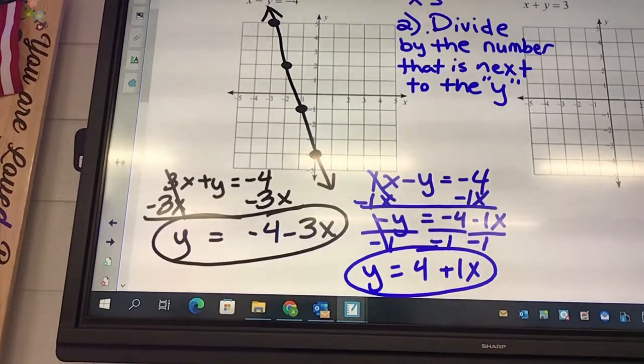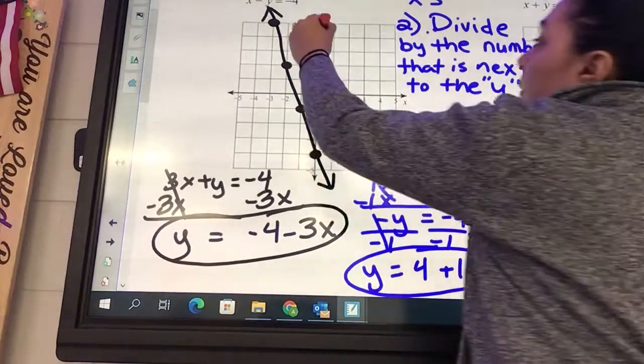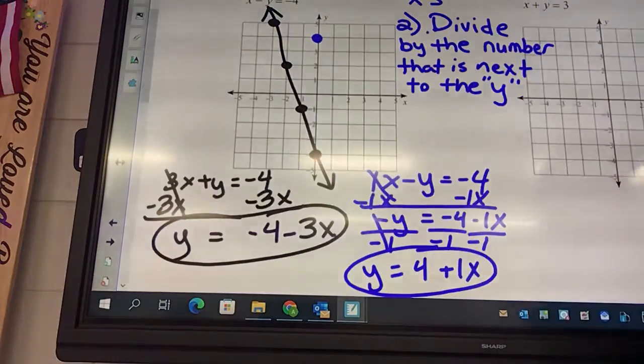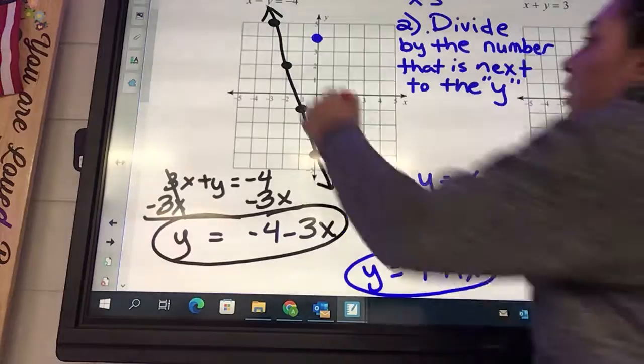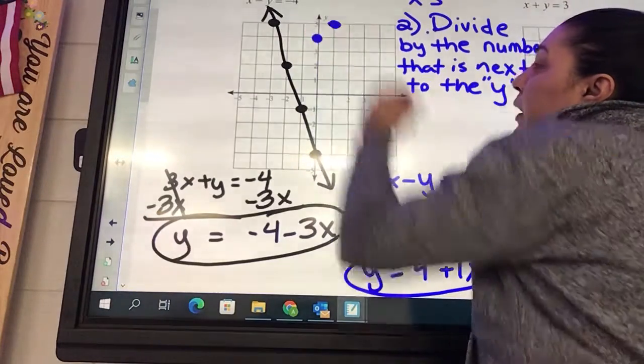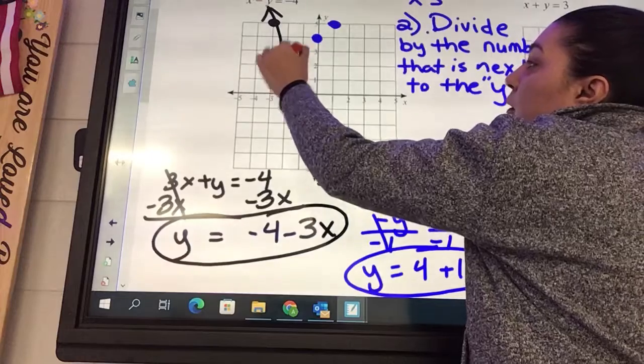Okay, second line, where does it start? At +4. And what is my slope? 1 over 1. So we're going to go up 1 over 1. Okay, or I can go down 1 over 1.